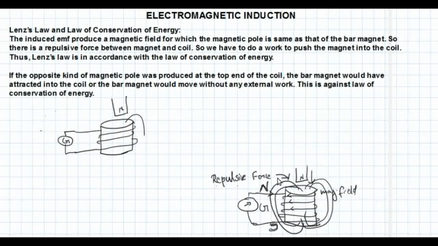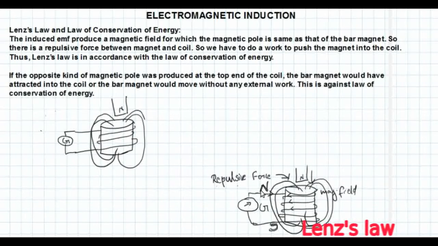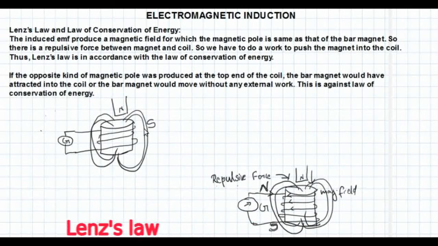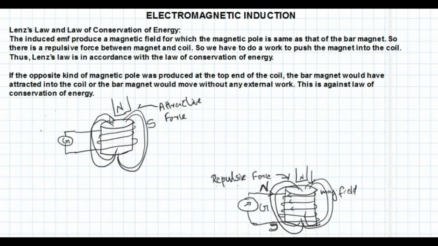Here the opposite kind of pole is produced. So the same experiment, but suppose instead of north pole, what is produced here is the south pole. So this is north and this is south. So what is the net result? The net result is the attraction of this bar magnet into the coil, right? So without doing any work, this bar magnet will simply go into the coil. So if we bring this bar magnet very close to the coil, it will simply go into the coil without doing any external work, and that is against the idea of the law of conservation of energy.